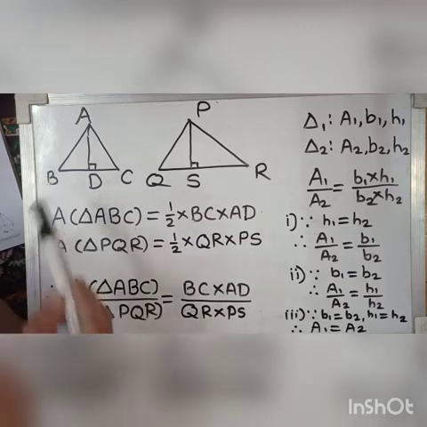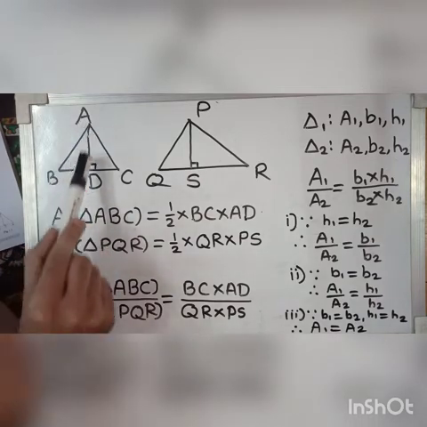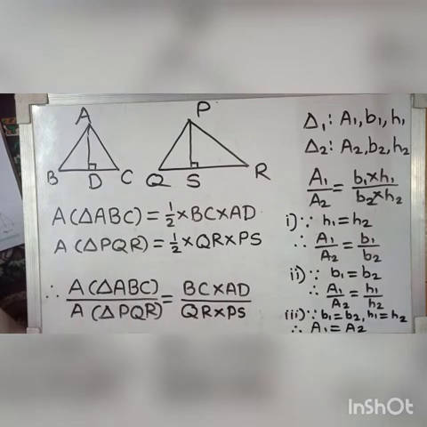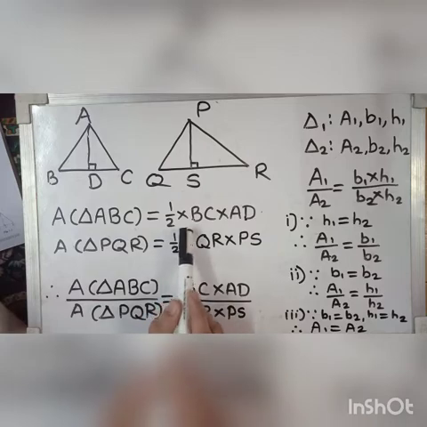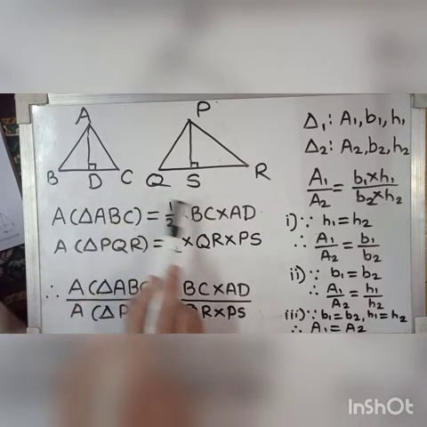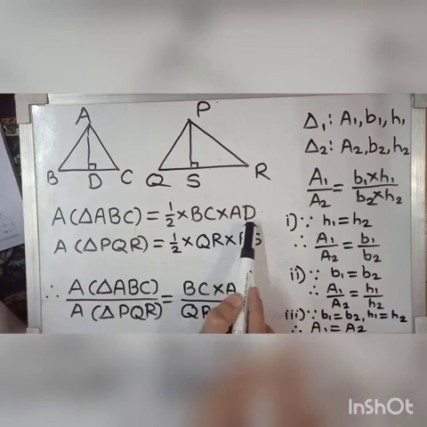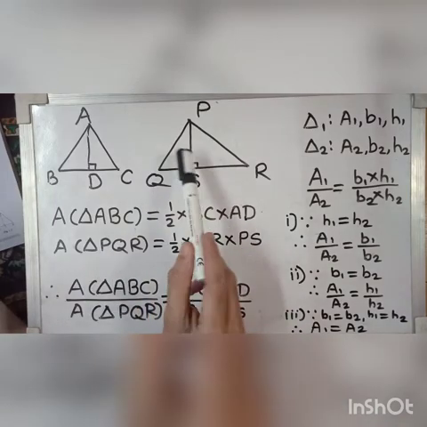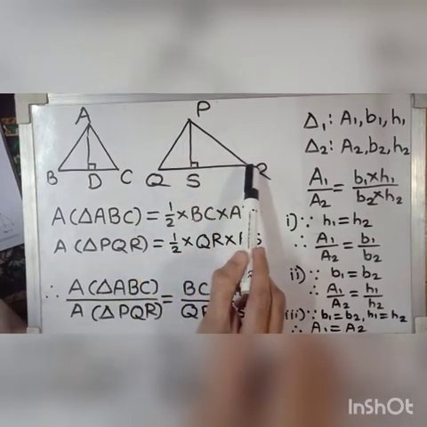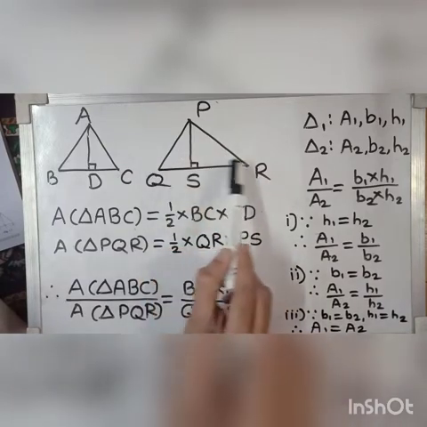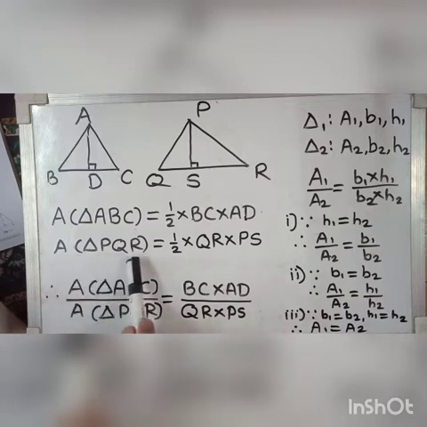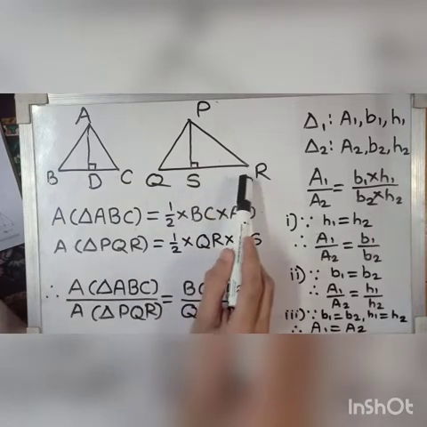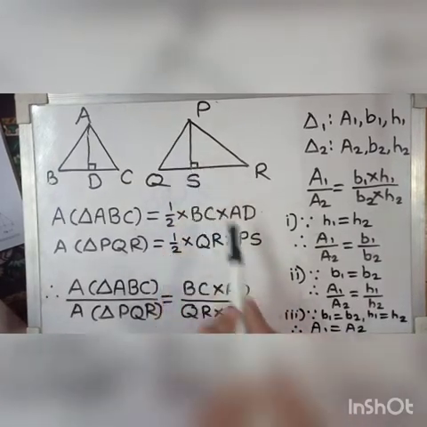Consider a triangle ABC, AD perpendicular BC. So area of triangle ABC is equal to half into base BC into height AD. Second triangle PQR, PS perpendicular QR. Area of triangle PQR is half into base QR into height PS.